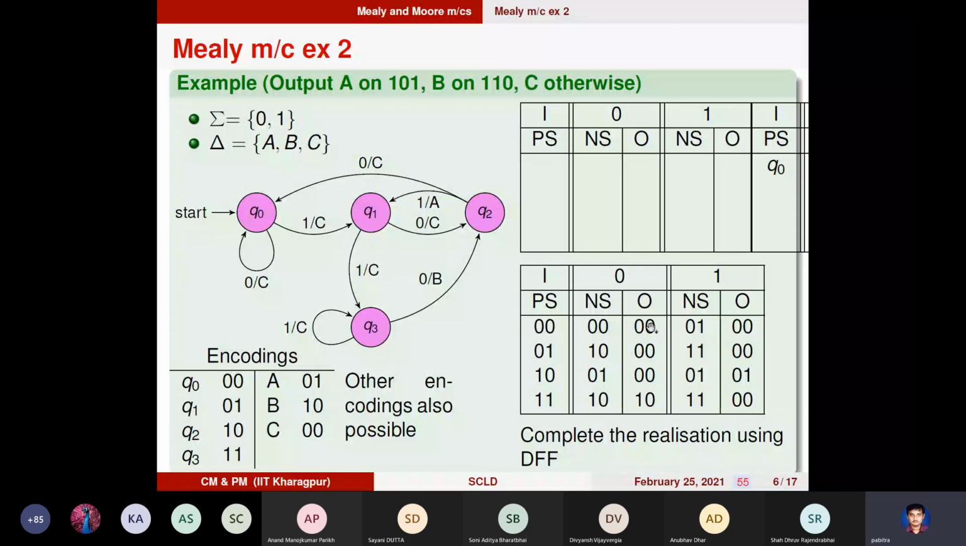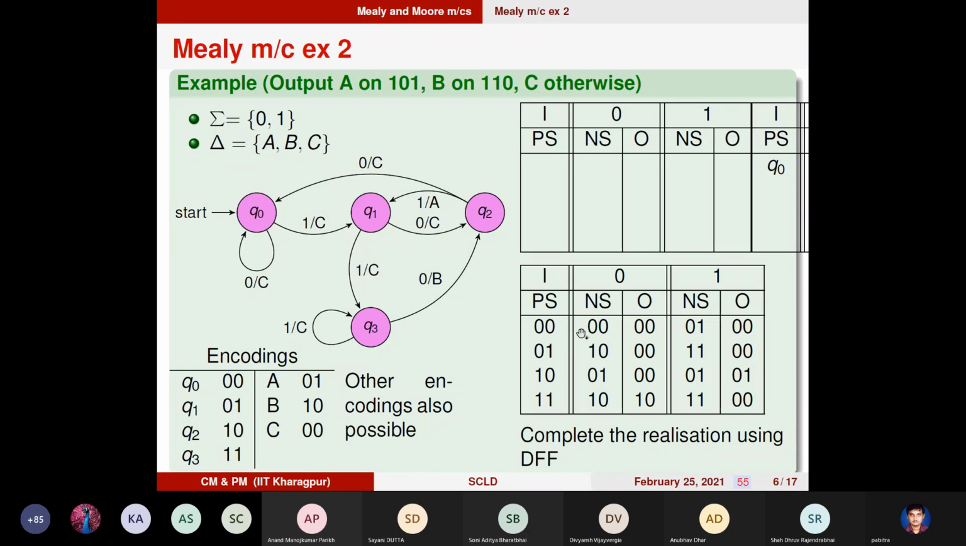Okay, so what we will next ask you to do is, suppose I have a flip-flop. Suppose I have not one, I have two flip-flops. Then what would be a circuit to represent this? You can think of this as a truth table. So PS to NS, this is a truth table. In fact, this is two truth tables actually. And output versus PS is another truth table.